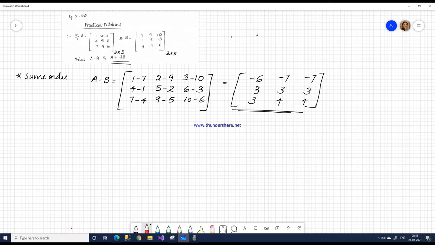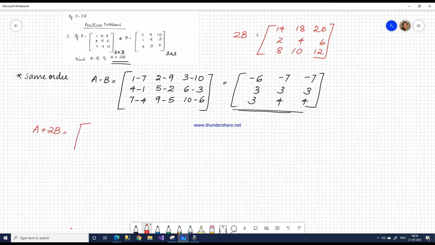So 2B equals 2 times 7 we have 14, 2 times 9 it is 18, 2 times 10 it is 20, and 2 times 1 is 2, 2 times 2 is 4, 2 times 3 is 6, 2 times 4 is 8, 2 times 5 is 10, 2 times 6 is 12. So this is 2B. Now next you have to find A plus 2B.